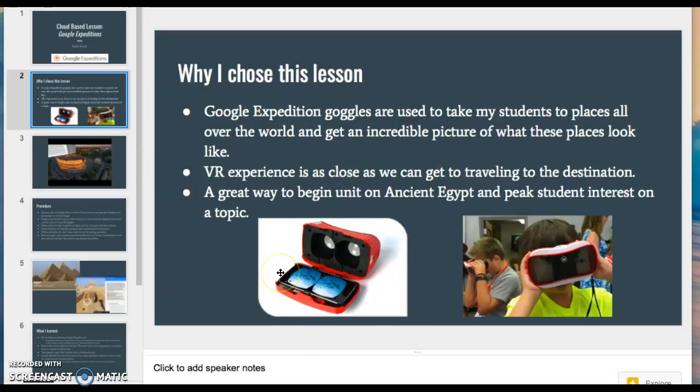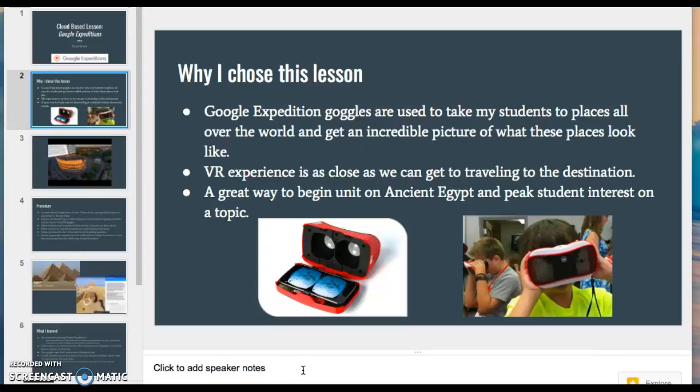There are all different types that work with Google Expeditions, but these are the ones in particular that my district had purchased. I do have to say that they are very expensive, so I'm very fortunate to work in a district that can afford these different types of technologies, but it is definitely a very expensive purchase.